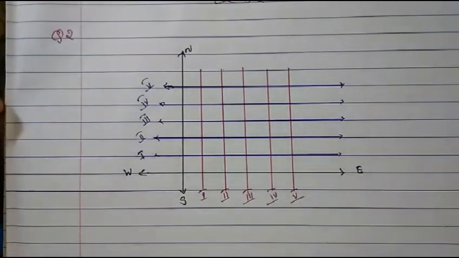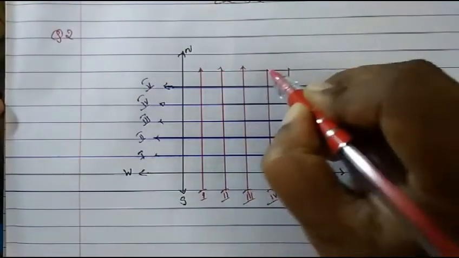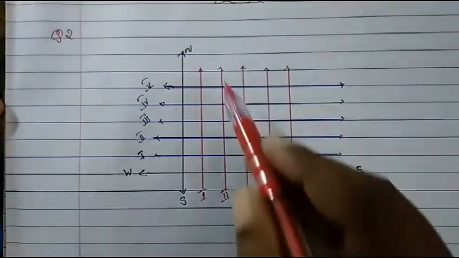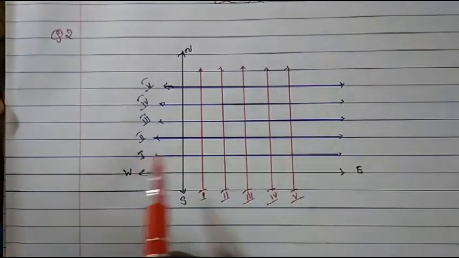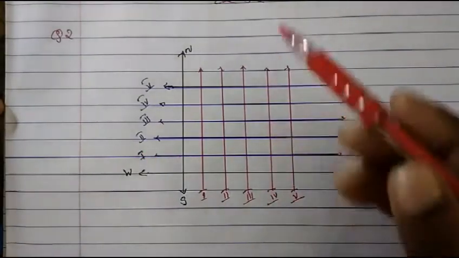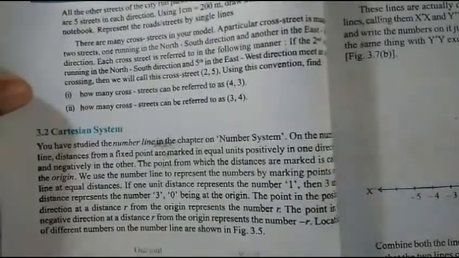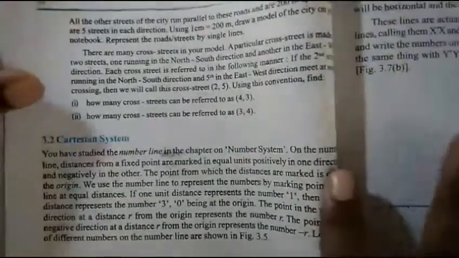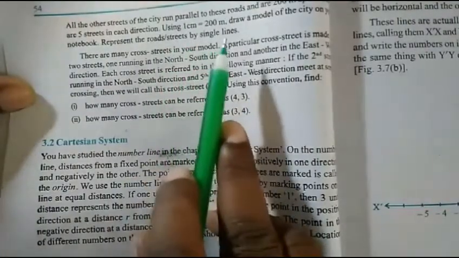Okay. So now next let us see. These are in north-south direction. All these red color streets that you see are north-south direction, and blue color are east-west direction. So 5 streets in this direction and 5 streets in the other direction. So now let's see further what is there in our book. We already finished representing roads or streets by single lines.